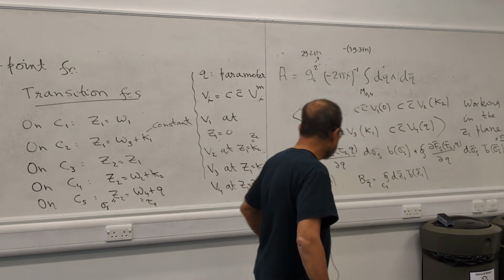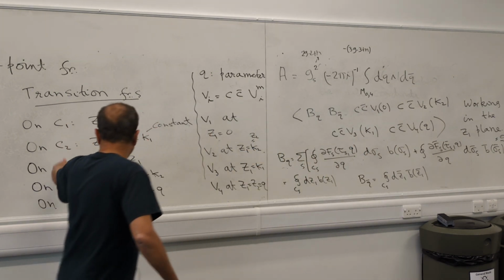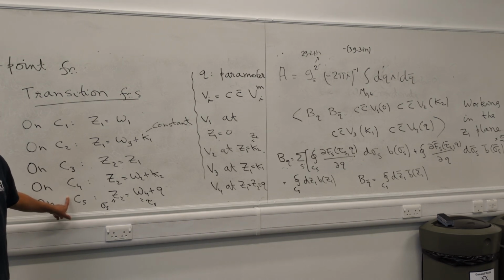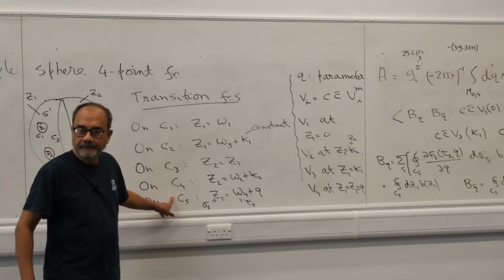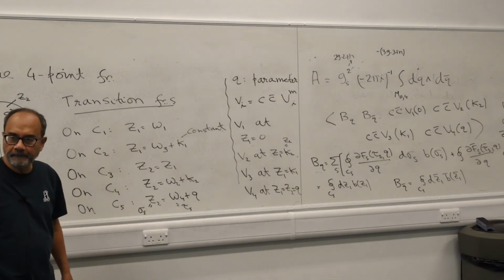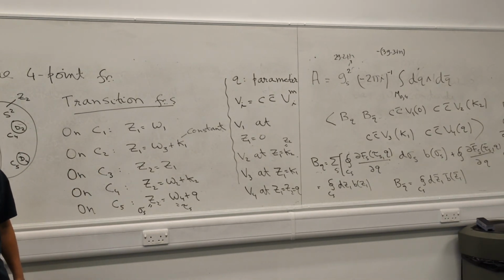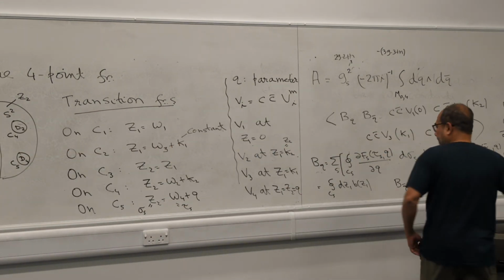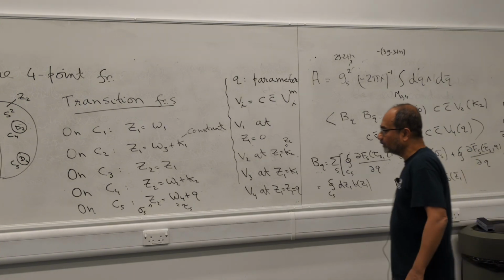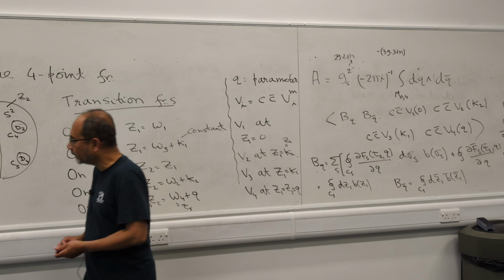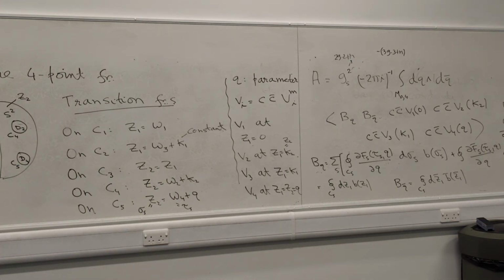Yes, you are still summing over S, but only one S contributes, right? Because none of these have Q dependence. So only the F5 has Q dependence, and that's what I have written there. C5, you can easily see, is the contour around the fourth puncture. Okay, so let's then write the answer.